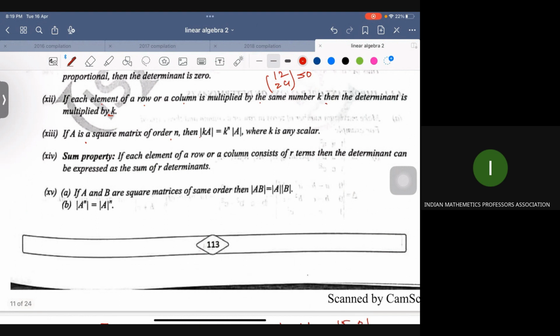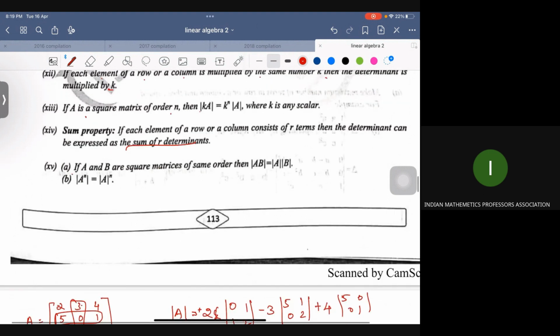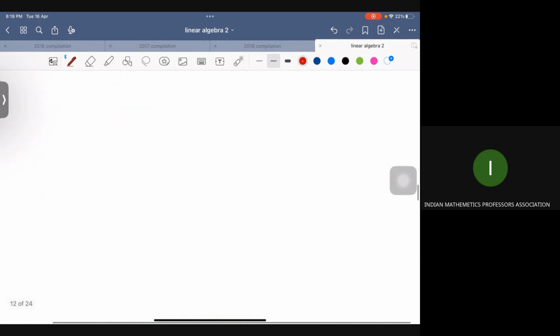If each element of a row or column consists of r terms, then the determinant can be expressed as a sum of r determinants. Another important property: if A and B are square matrices, the determinant of AB is equal to the determinant of A into the determinant of B, and the determinant of A square is the determinant of A the whole square. This is an important property. Please take note of it.